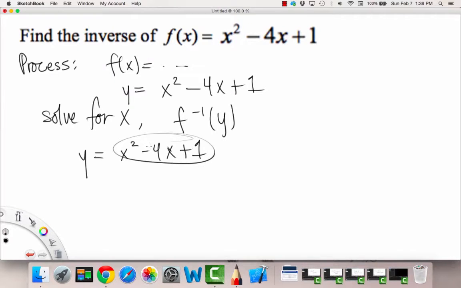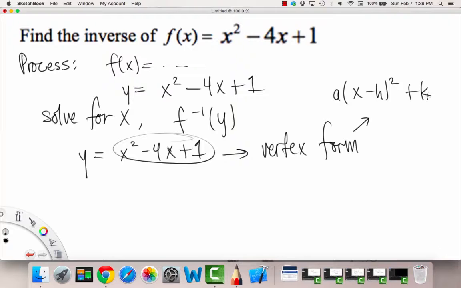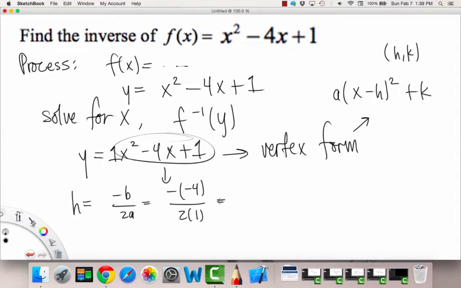Here it's not exactly clear how we're going to solve for x, so one suggestion is to put this, which is currently in standard form, into vertex form first. Just a reminder, vertex form is a constant times x minus h squared plus k, where (h, k) is your vertex. Let's find the vertex. h is equal to negative b over 2a, where a, b and c come from your standard form. So we have negative 4 over 2a, and a is 1, the coefficient in front of your x squared. The negatives cancel out, and we get h is equal to 2.